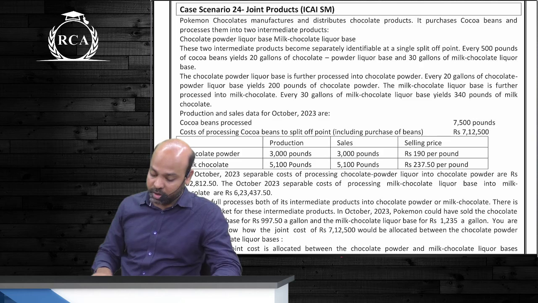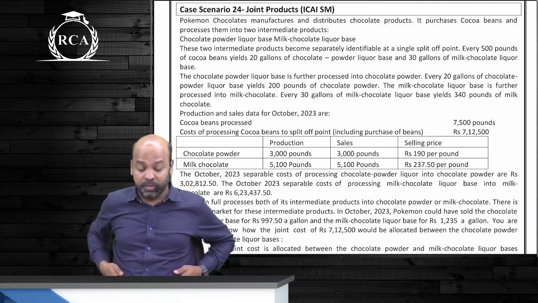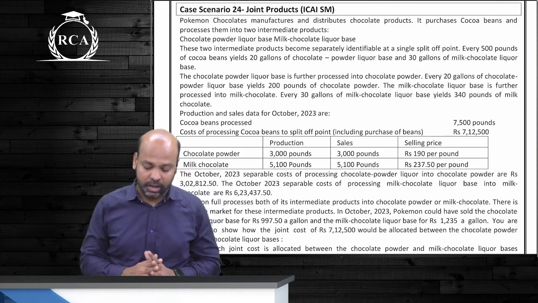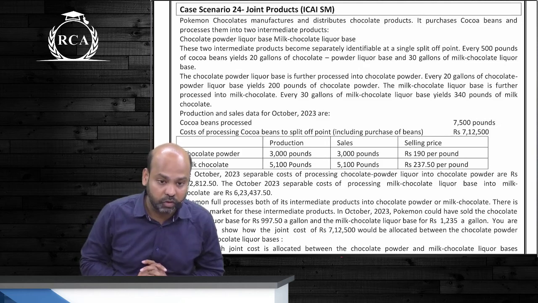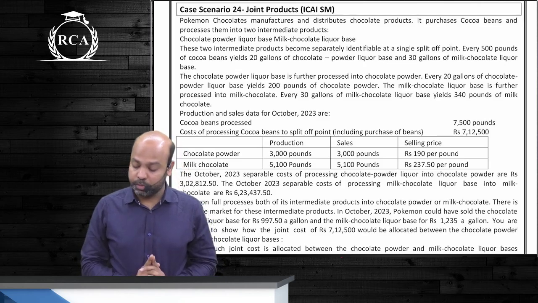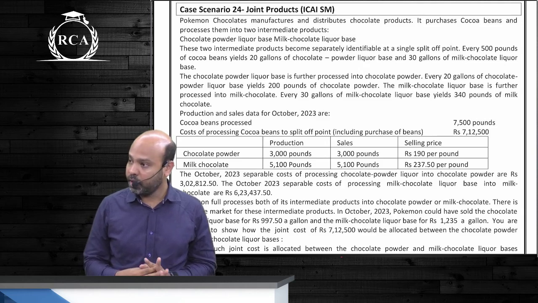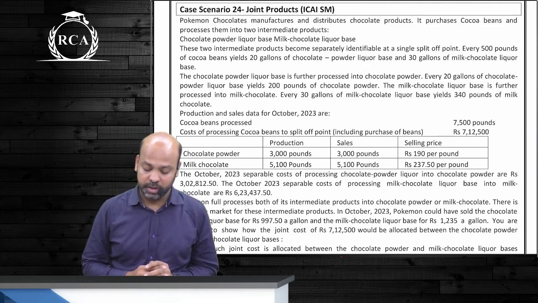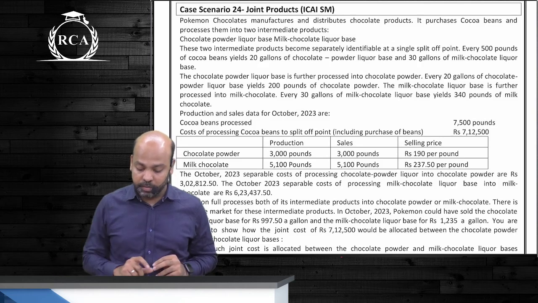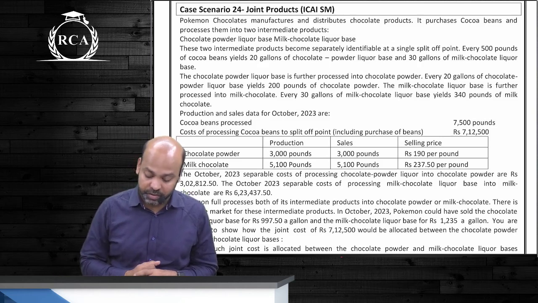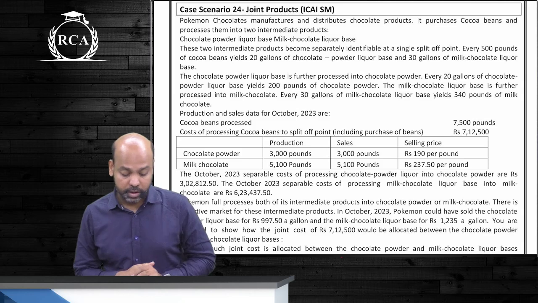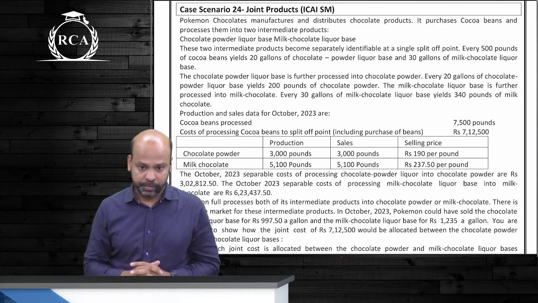These 2 intermediate products become separately identifiable at a single split off point. Every 500 pounds of cocoa beans yields 20 gallons of chocolate powder liquor base and 30 gallons of milk chocolate liquor base. The chocolate powder liquor base is further processed into chocolate powder. Every 20 gallons of chocolate powder liquor base will yield 200 pounds of chocolate powder. Milk chocolate liquor base is further processed into milk chocolate. Every 30 gallons of milk chocolate liquor base will give us 340 pounds of milk chocolate. This is the input output relation.